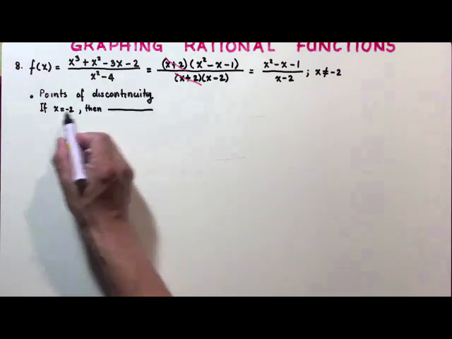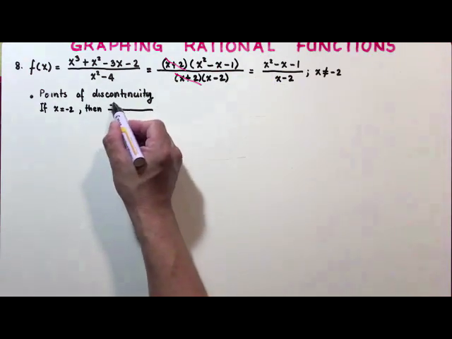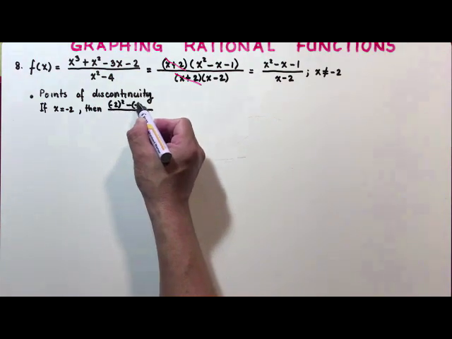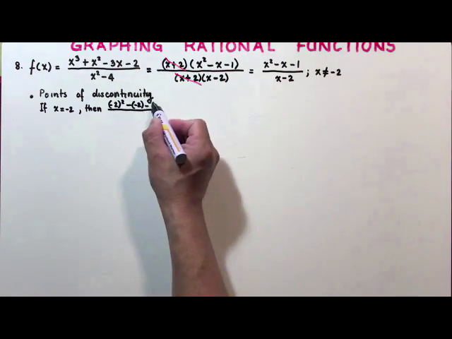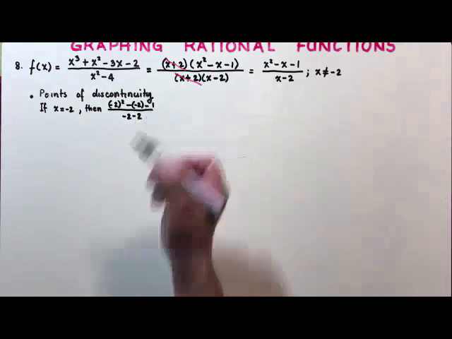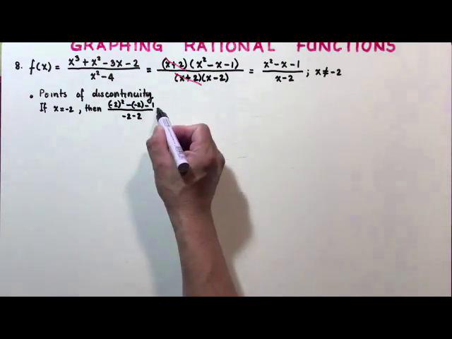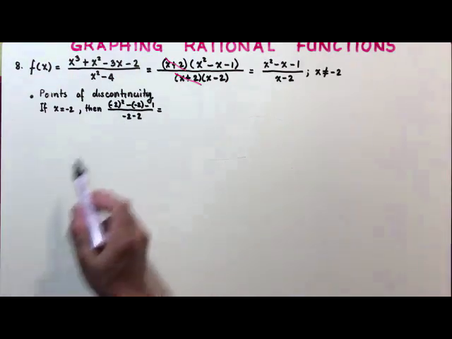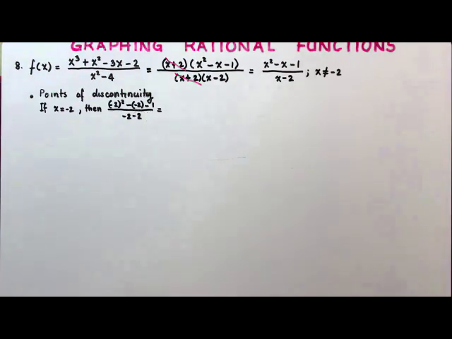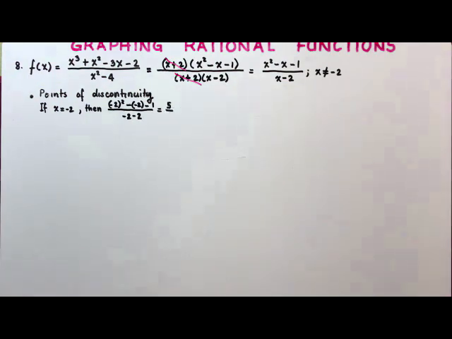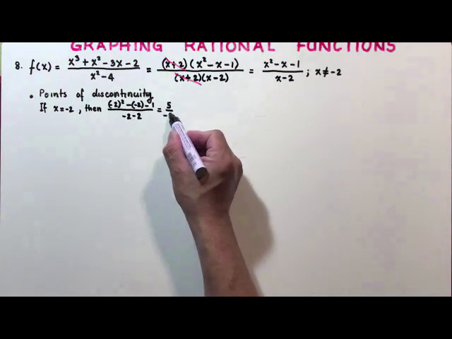So substituting this one here, we have -2 quantity squared minus the negative 2, and we have minus 1 over the negative 2 minus 2. So actually this is equal to 4 plus 2, because minus of the negative 2 is plus 2. So 4 plus 2 equals 6, and 6 minus 1 equals 5. And this is divided by negative 4.